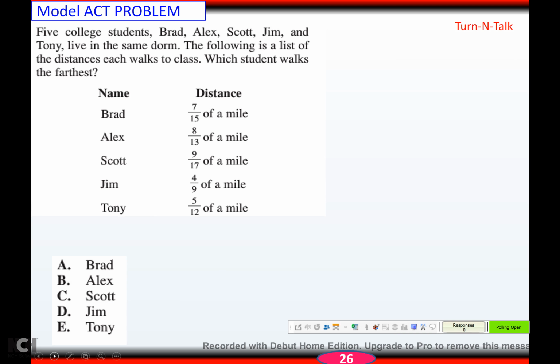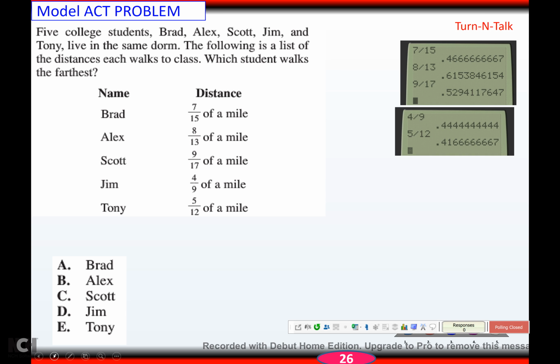Okay, try this one. Hit pause, come back when you're ready. Alright, 5 college students, Brad, Alex, Scott, Jim, and Tony, live in the same dorm. The following is a list of the distances each walks to class. Which student walks the farthest? So again, I went decimal and I'm looking for the biggest one, which is 0.6 something, which is 8/13, which is Alex.